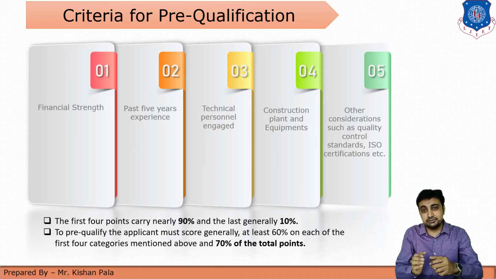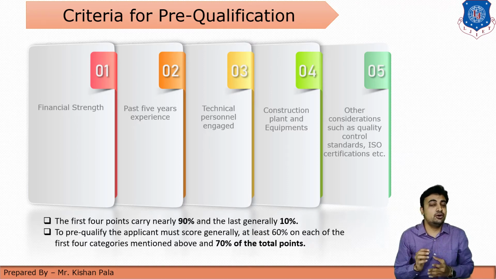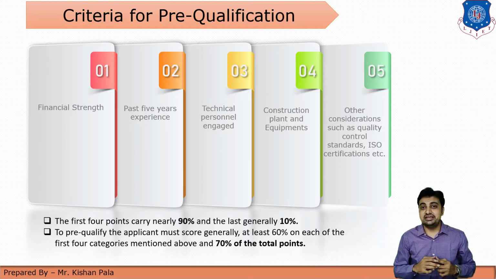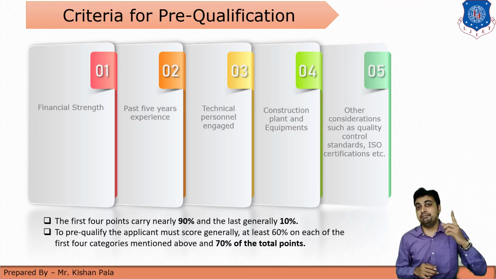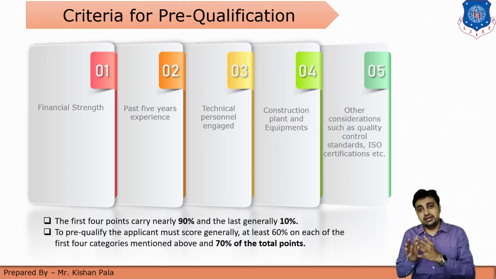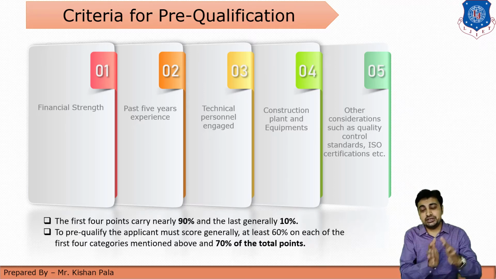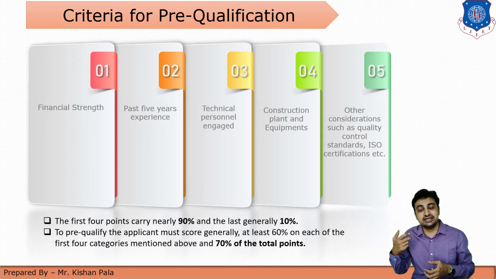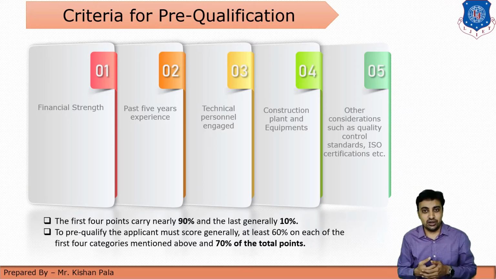Now let us discuss the main criteria we have to consider for the pre-qualifications of a contractor. First one is financial strength. This is an important criterion to qualify for participation in the bidding process. The contractor has to give assurance to the client that he is capable of doing that work and has the financial capacity to do that work.